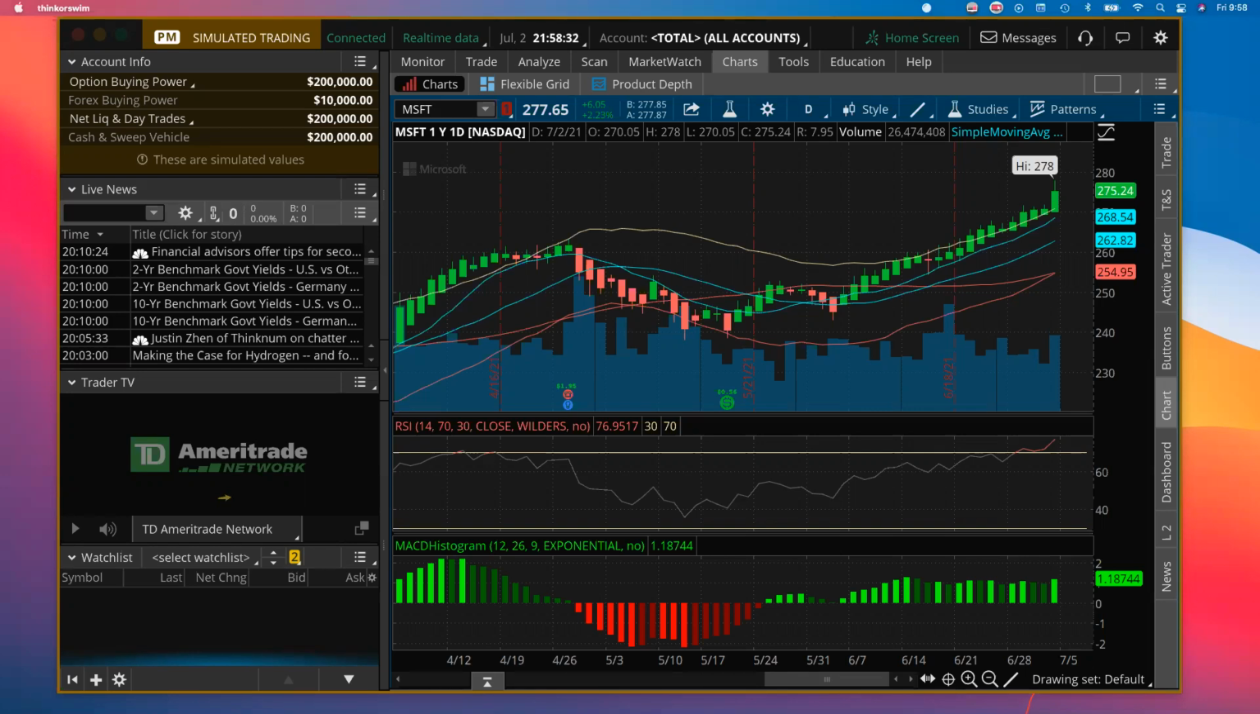But the main thing for the moving averages, like I said, simple moving averages smooth things out. Exponential moving average puts more weight on recent prices than it does on the overall price in the length that you set.